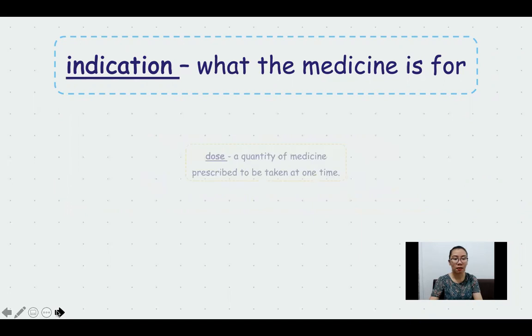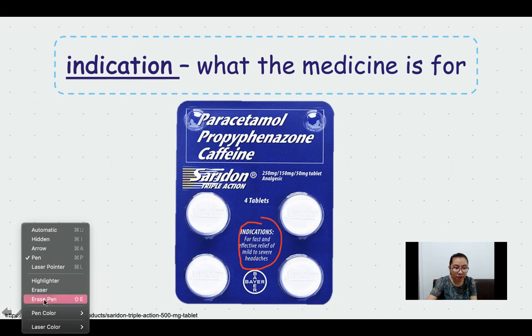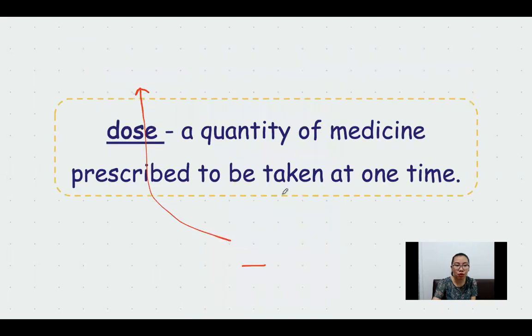Now let's try, for example, a medicine. The indication says: for fast and effective relief of mild and severe headache. So this medicine is for headache. That is what we call indication. This medicine, Saridon, is for headache. All right. Now, what about dosage?